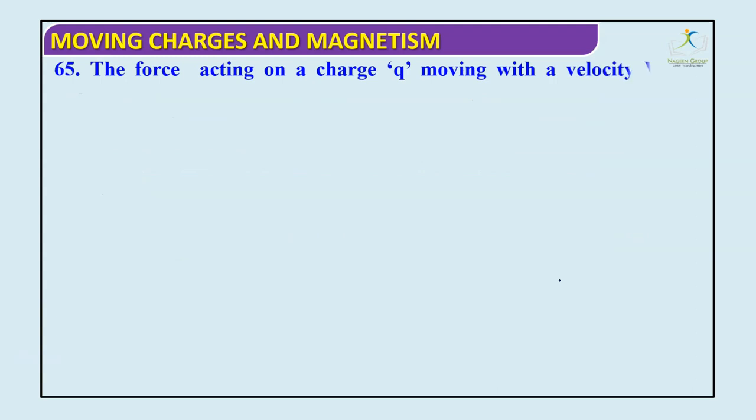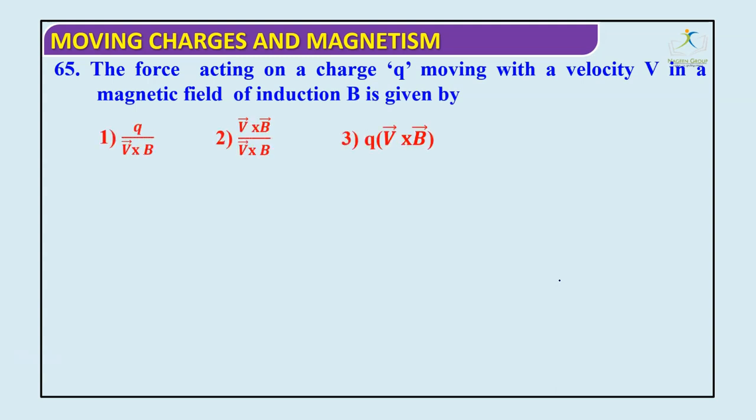Next, we have a question. The force acting on the charge Q moving with a velocity v in a magnetic field of induction B is given by. We have these options and the correct answer for this question is, you can pause the video and try to do it yourself. So the correct answer for this question is option 3.